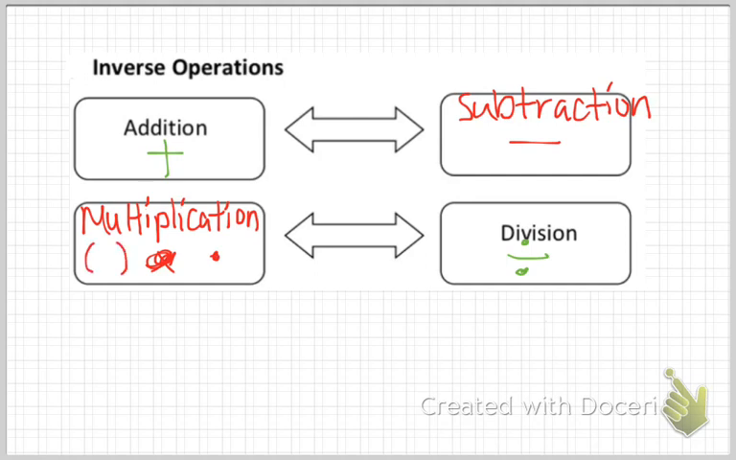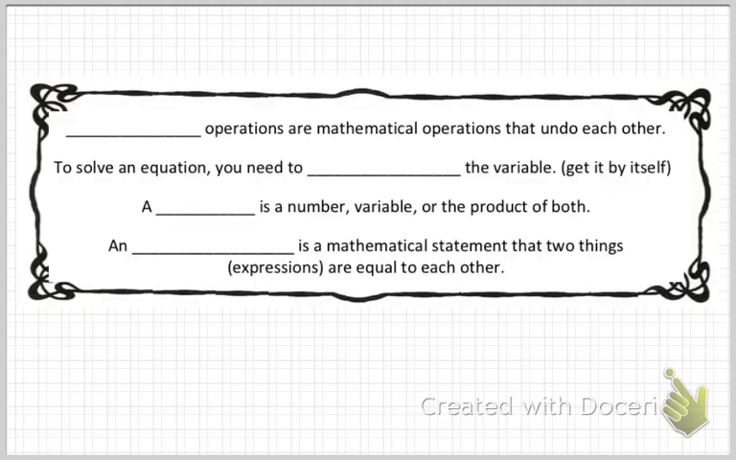With that being said, we're going to review some vocabulary words that will be very important for this lesson. Inverse operations are mathematical operations that undo each other. That's your key word, undo. To solve an equation, you need to isolate the variable. We need to get that variable, the letter, by itself, so we're trying to move everything away from it.